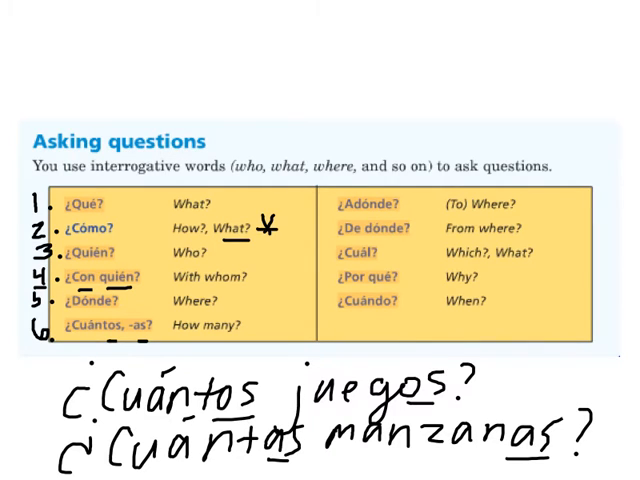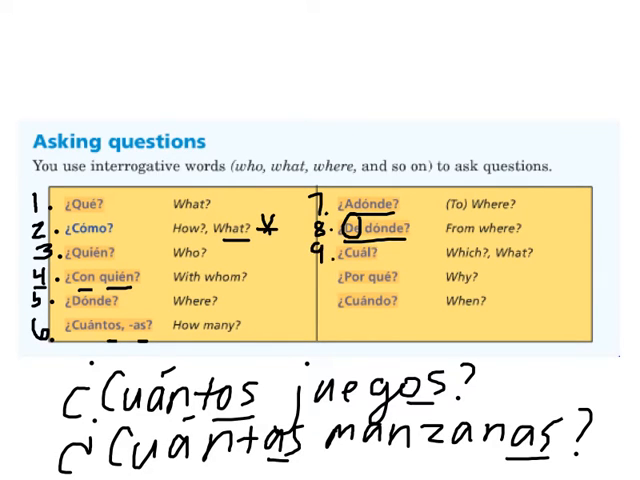Numbers 7 and 8 have that root word of dónde in them. A dónde, we learned last time with ir that the a means to. So a dónde means to where. If you wanted to ask someone where they're going, you would use a dónde. Whereas dónde is more like where is something. That's something that's stationary, something that's staying there. De dónde means from where. De means from. So you already know dónde.